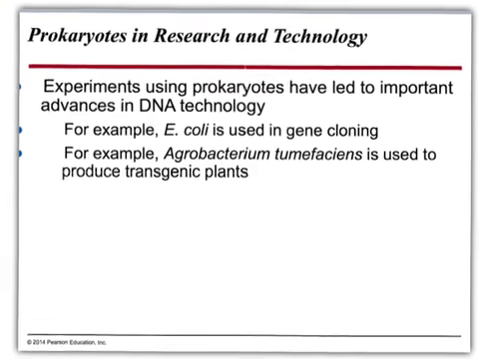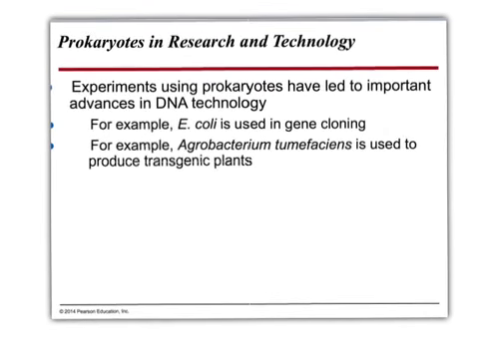In research and technology, we use prokaryotes in the lab for DNA cloning all the time, to transfer genes to cells, to study how genes function in cells, and to replicate genes. E. coli is used all the time in the lab, and Agrobacterium tumefaciens is a bacterium used to produce transgenic plants.